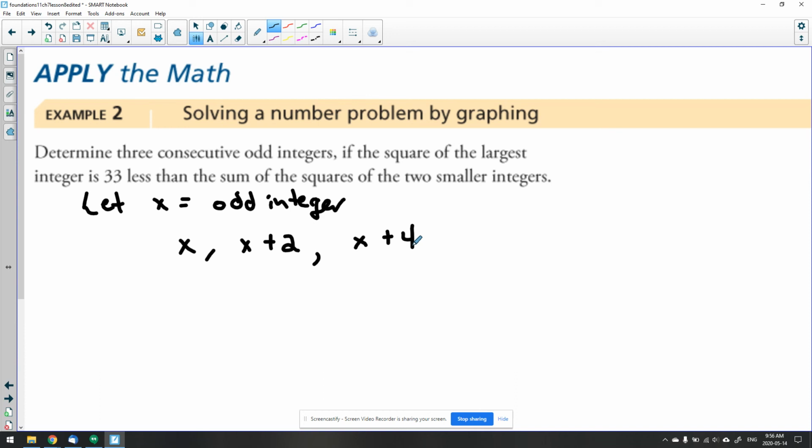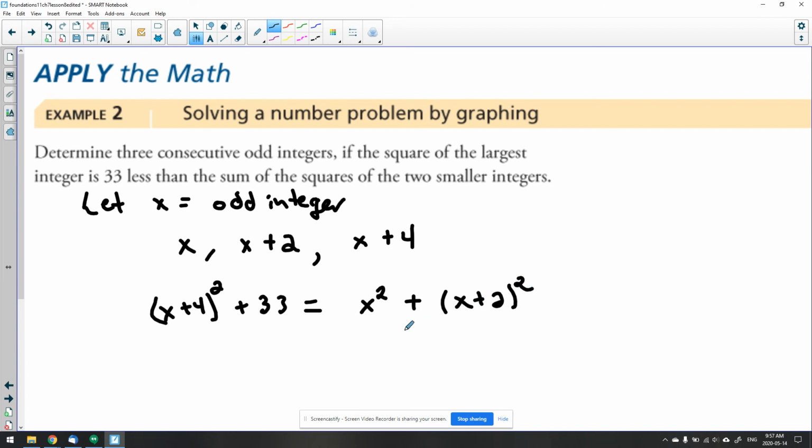All right. If the square of the largest integer, there's our largest integer, the square is 33 less than the sum. Right, so we have to add 33 to make it equal the sum of the squares of the two smaller integers. x squared plus (x plus 2) all squared.